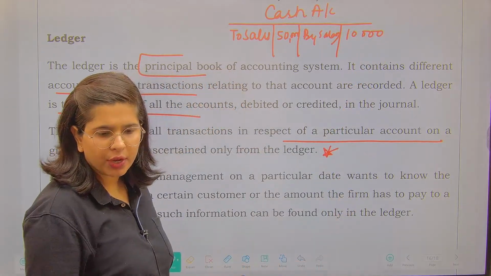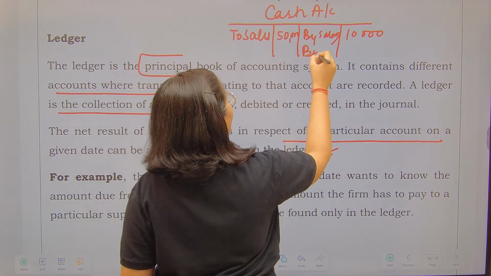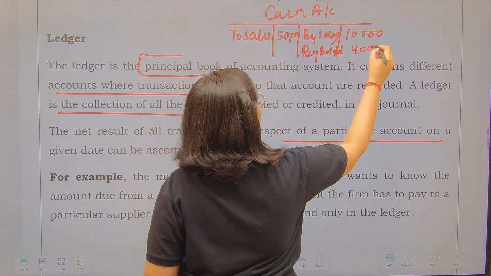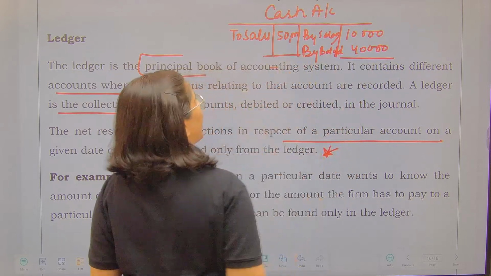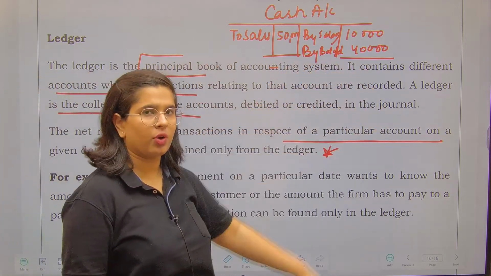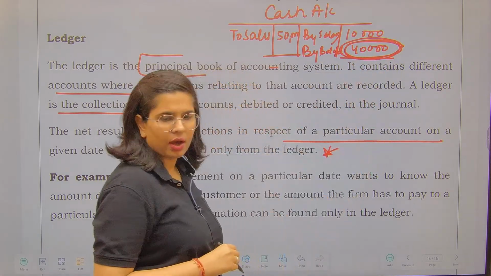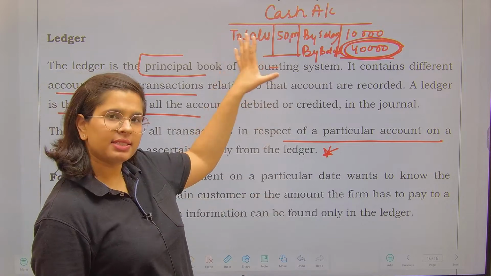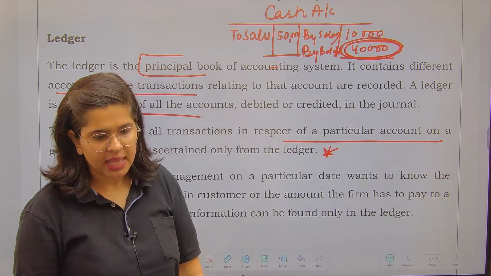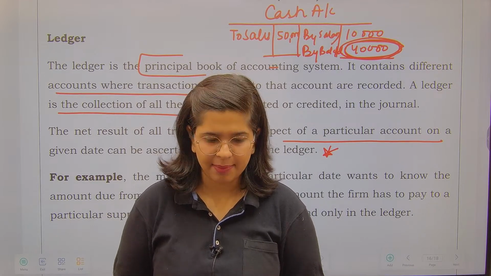Now where is the balance going to come? The balance is going to come on this side, right? So what am I going to write? By balance carried down, 40,000 rupees. This way both sides will get balanced: 50,000, 50,000. But I have got the balance of my cash account. That means the cash account has a closing balance of 40,000 rupees. After receiving 50,000 and paying 10,000, my balance is 40,000 rupees. This is how your ledger is summarized.